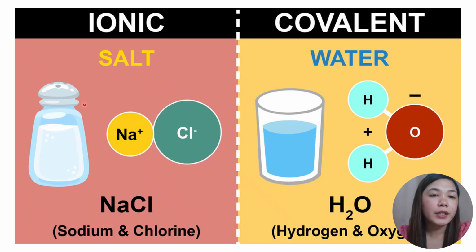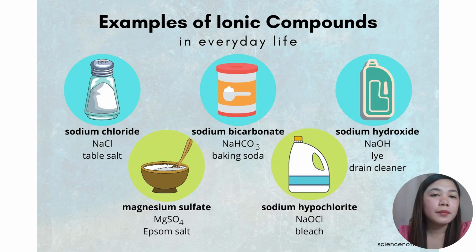Again, I have mentioned this one already to you. Ionic compounds, salt, the NaCl, sodium and chlorine, and the water from two elements, hydrogen and oxygen. Other examples of ionic compounds in everyday life. So you have it already, this one, the sodium chloride, the sodium bicarbonate, the sodium hydroxide, the magnesium sulfate, or the MgSO4, or the Epsom salt, and the sodium hypochlorite, or the NaOCl, or the bleach.